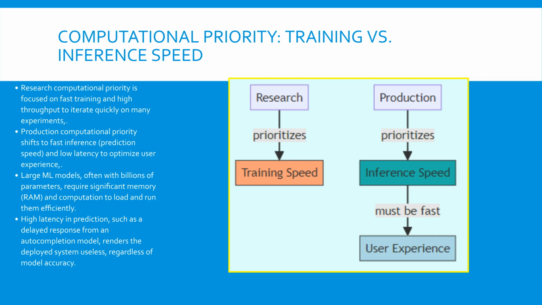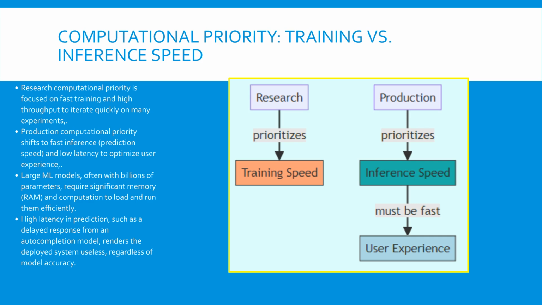This requirements diagram clearly maps the primary computational requirements. In research environments, the primary need is to prioritize training speed. This allows researchers to rapidly iterate and test new algorithms, optimizing for efficiency during the learning phase. Conversely, in production, the critical requirement is prioritizing inference speed. Inference is when the model generates a prediction for a live user. If this process is slow, it directly harms the user experience.